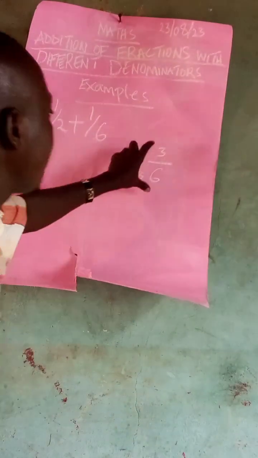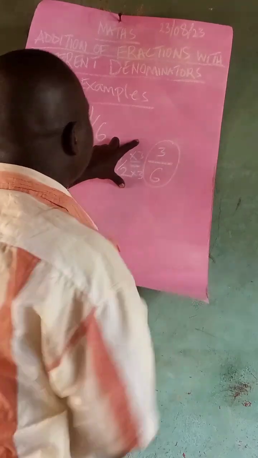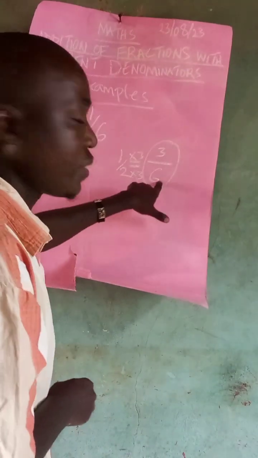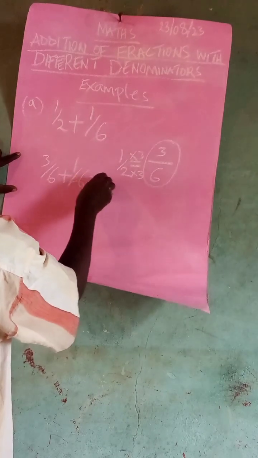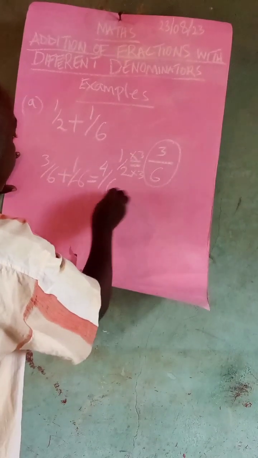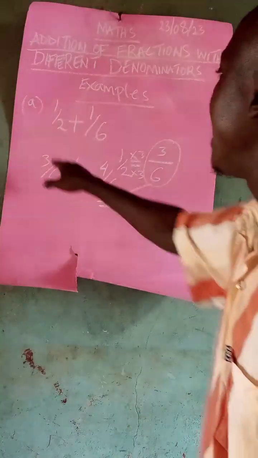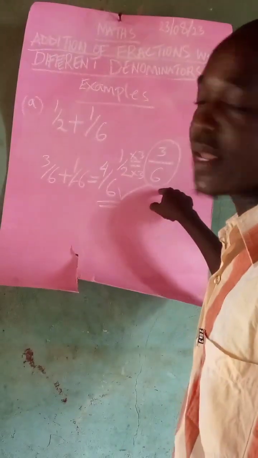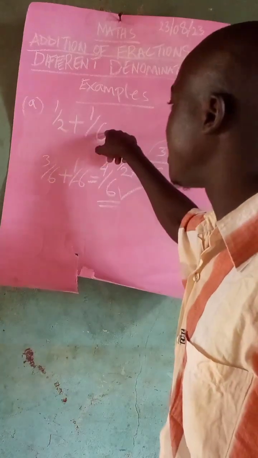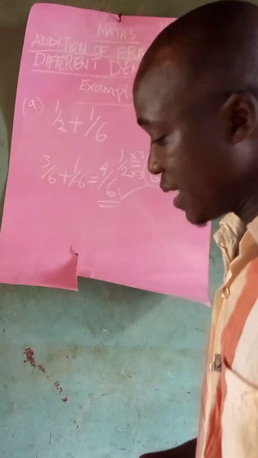Right? So after having this one, take this one and add with this, because look, it has the same denominator as this one. So say 3 over 6 plus 1 over 6 is equal to 4 over 6, and you're very much correct. That is one of the ways of adding fractions with different denominators: you rename one of the fractions. In this case, a half plus a sixth, we renamed a half and got 3 over 6. After that, we take 3 over 6 plus 1 over 6 to get 4 over 6. That is one of the examples.